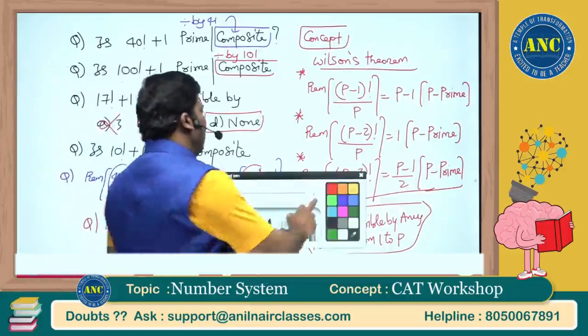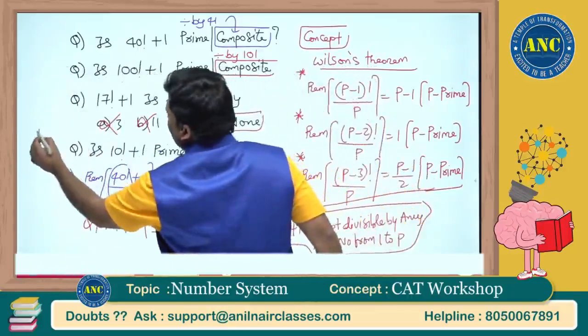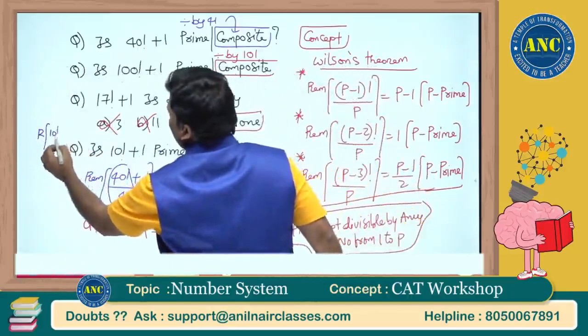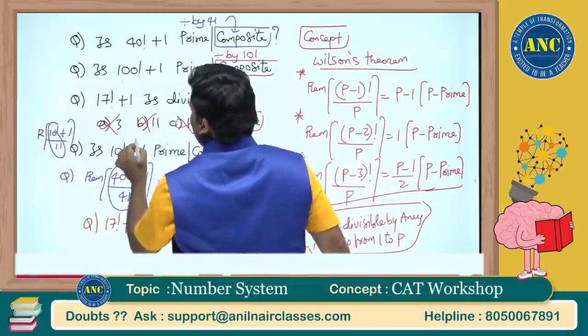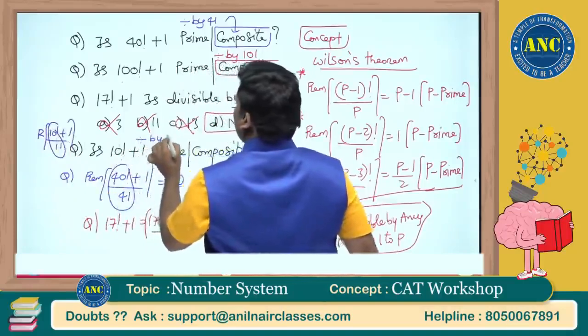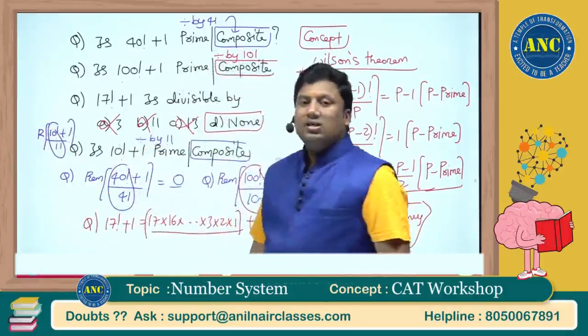Next, the fourth question. You can easily solve it. 10 factorial plus 1. (p minus 1) factorial plus 1 divided by 11. That is 10 plus 1. This number is divisible by 11. Answer, it is composite.